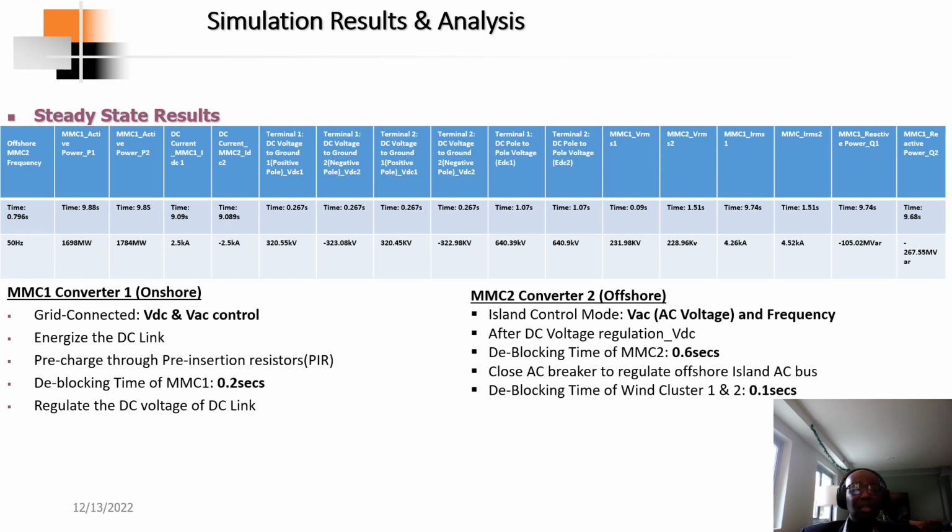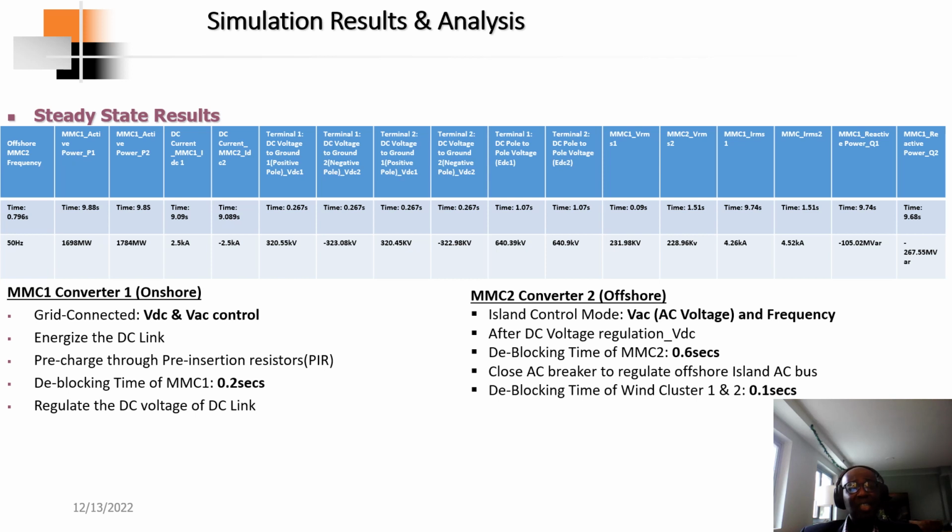So based on the set level of ID, IQ, based on the DC voltage and the active power that is sent by the discharge, the ID and the IQ are controlled. IQ is controlled to vary the reactive power to be able to control the AC voltage, and similarly, ID is controlled to control the active power to maintain the DC voltage, right?